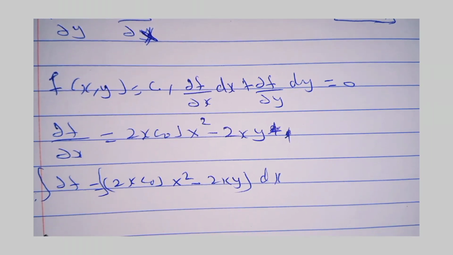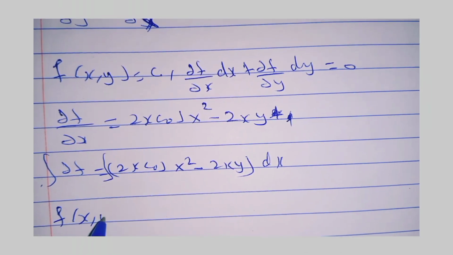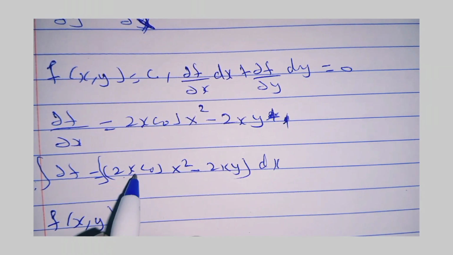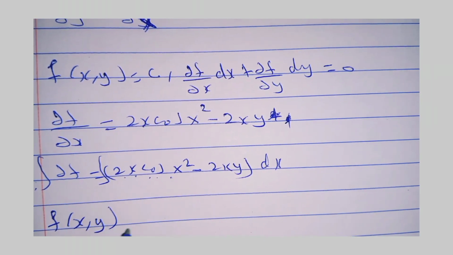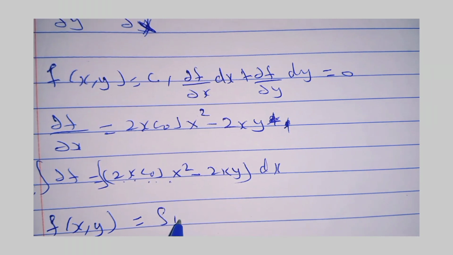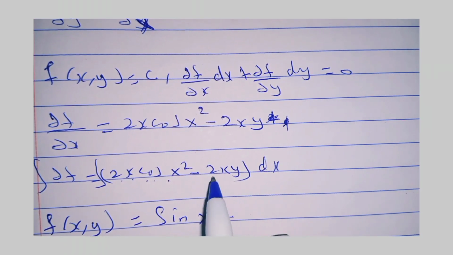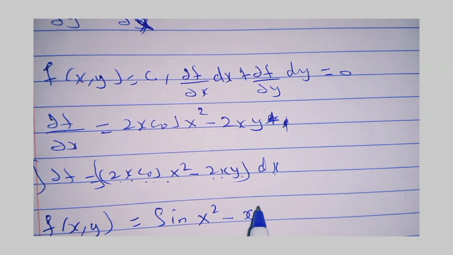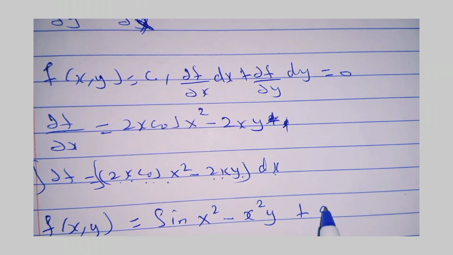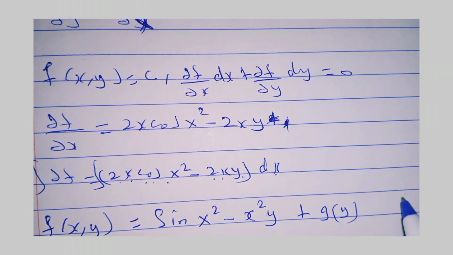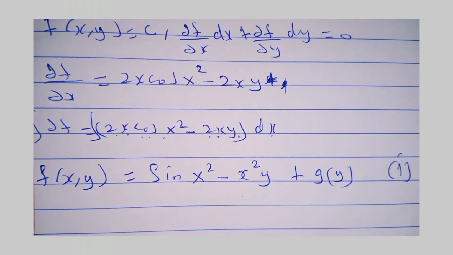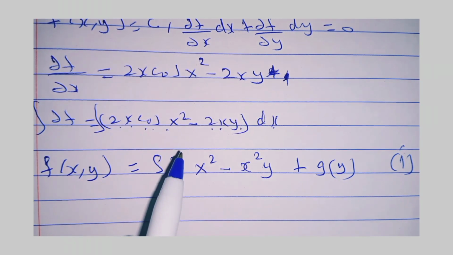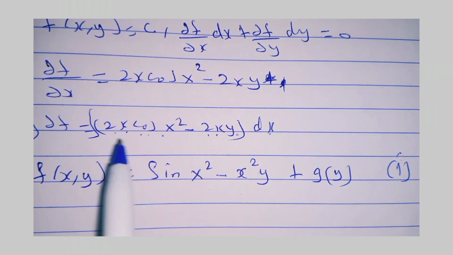When you integrate, we are going to get our function, which is a function of x and y. When you integrate 2x cos(x²), the result here will be sin(x²). Minus, when you integrate 2xy with respect to dx, the result will be x²y, plus your function of y. You can call this equation 1. On how to do the integration here, you can check my YouTube channel on Calculus 2. I have done a number of examples for you so that you know how we are getting the result of this kind.